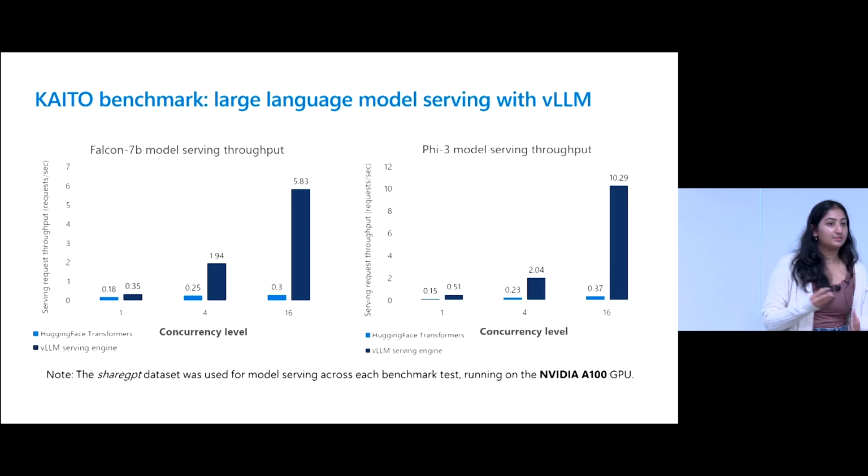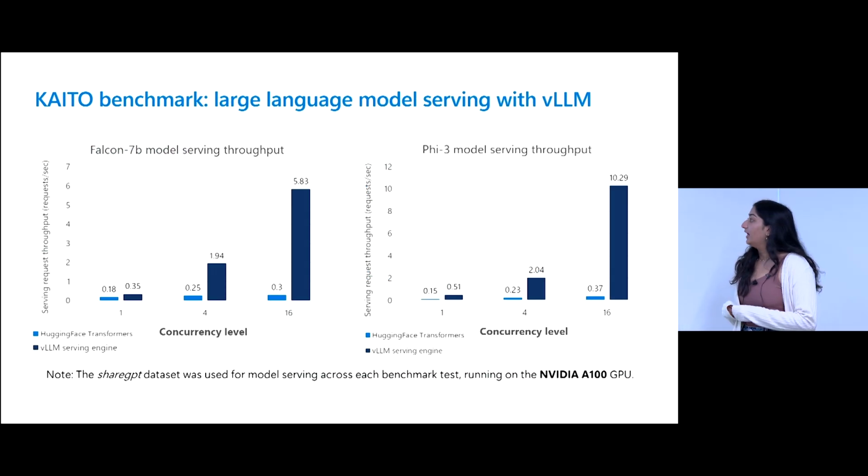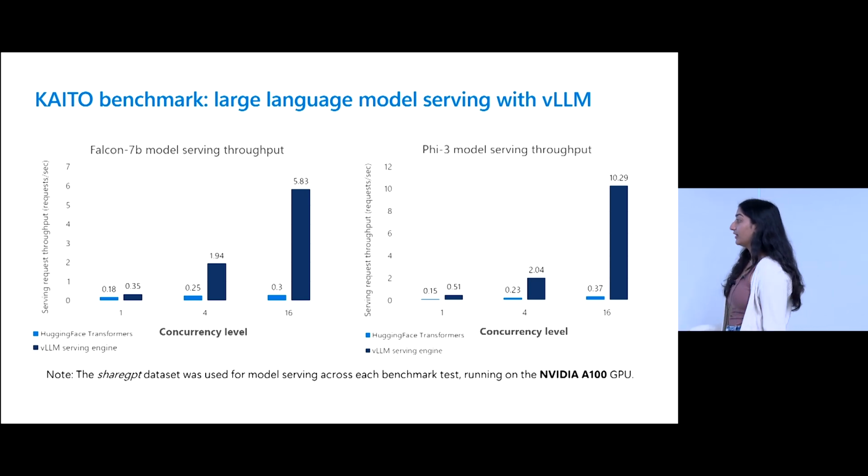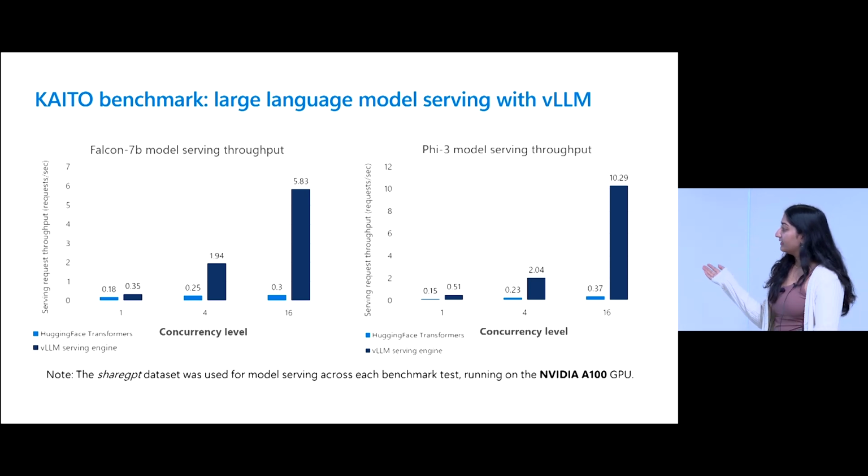And I'll show some experimentation that we've done internally, what that increase in throughput looks like. So for each of these levels of concurrency, we show on the left using the Hugging Face Transformers serving engine, and then the optimizations that vLLM does to batch incoming requests. And you can see the drastic increase in performance as the concurrency level increases. So we maintain the consistency running on a single GPU node with the same data set and same model. And you can see the serving throughput for the Phi-3 model very much improved with vLLM.